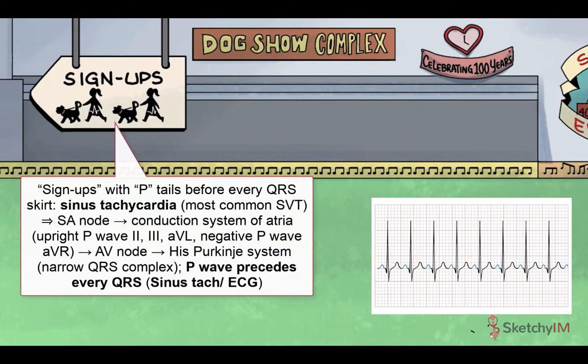Remember that the P wave represents atrial depolarization, so sinus tachycardia can be identified if every single beat has a regular P wave preceding every QRS complex, all of which will be narrow complex. This is why the sign features a P-tail puppy preceding every QRS dress. These P's should also be normal looking, and by that I mean upright in 2, 3, and AVL. Watch out, because when the rate is really fast, it can be difficult to see these P waves.